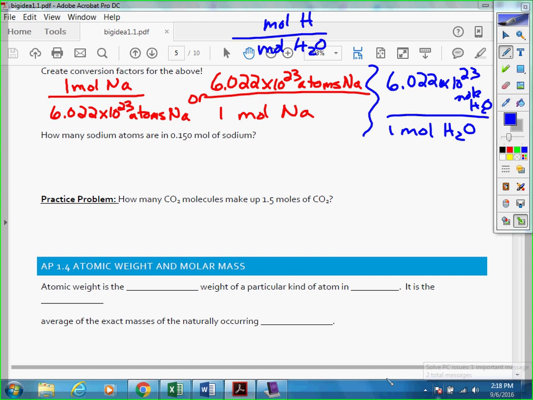2 moles of hydrogen, 1 mole of water. I have 2 of these in 1 of these. What about moles of oxygen in moles of water? What would I do? 1 over 1. That'll come in handy later today.